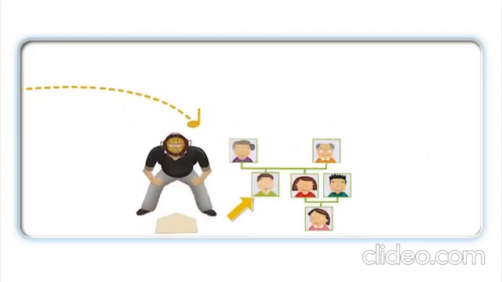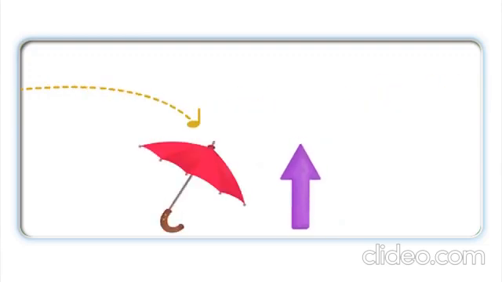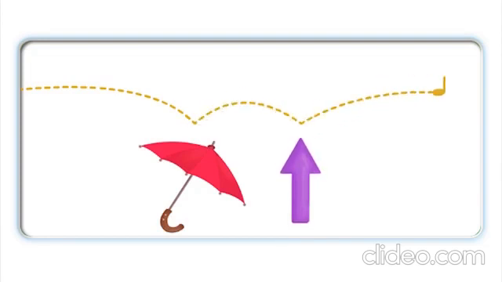This is an umpire. This is an uncle. This is an umbrella. This is up.